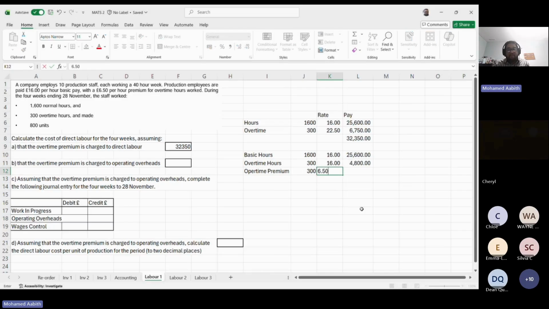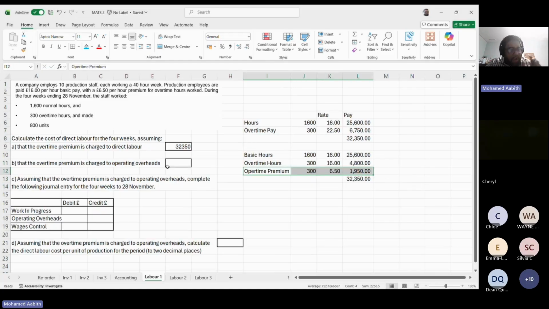It's the £6.50, the additional charge they do here. So let's do the formula now and then calculate it together. The number is going to be exactly the same. The only difference is this one is overtime pay. In this scenario, the overtime premium gets treated differently.